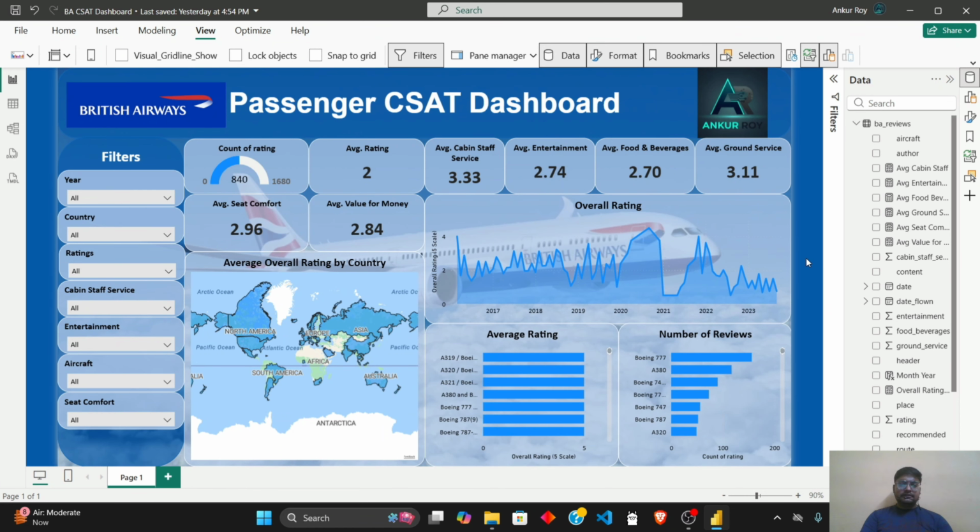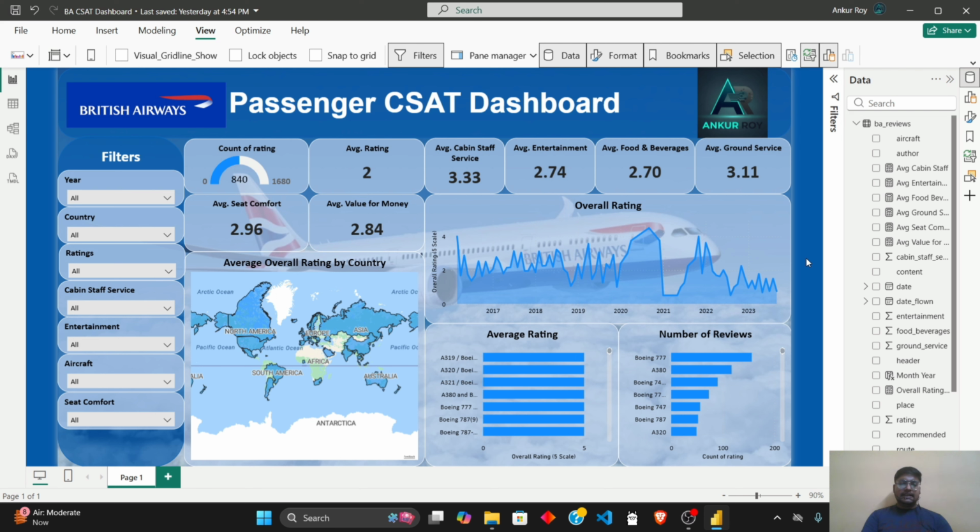Welcome to this detailed walkthrough of my British Airline passenger CSAT dashboard, which I built using Power BI. This dashboard is designed to analyze passenger satisfaction data collected through customer reviews covering multiple aspects of travel experience such as cabin staff service, entertainment, food and beverages, seat comfort, ground service, and overall value for money.